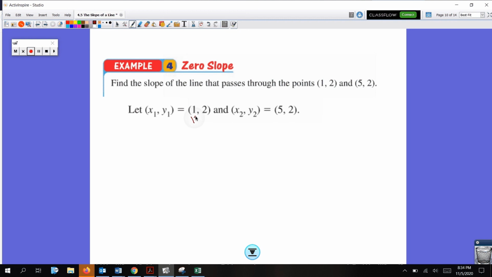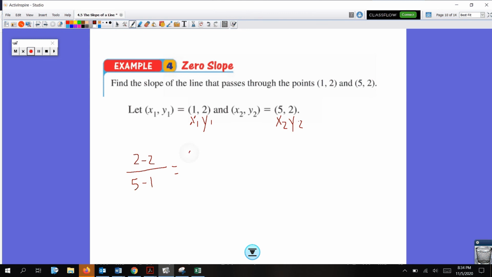All right. I always like to write my x1, y1 underneath my ordered pair. You don't have to do that. It just helps me keep things in order. And then my x2, y2 is going to be my 5, 2. Right, and again, we're going to plug it into our formula. So 2 minus 2, right, y2 minus y1 over x2 minus x1.